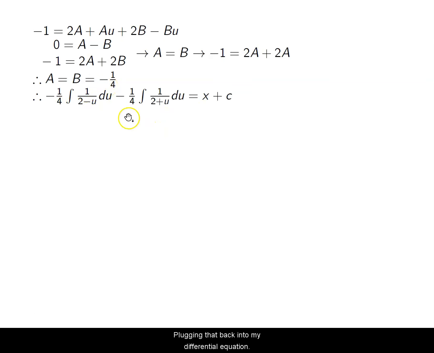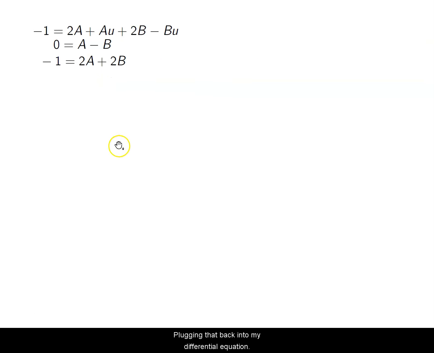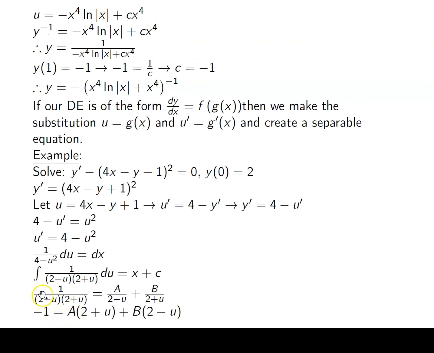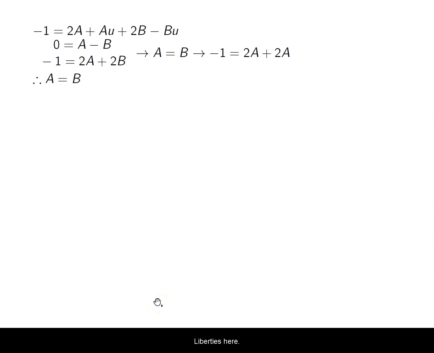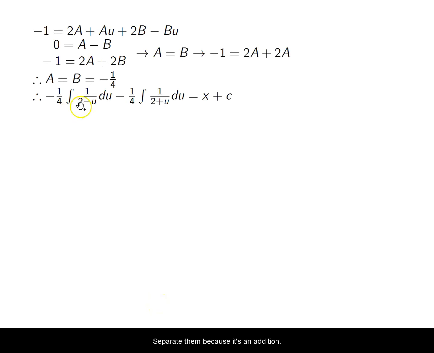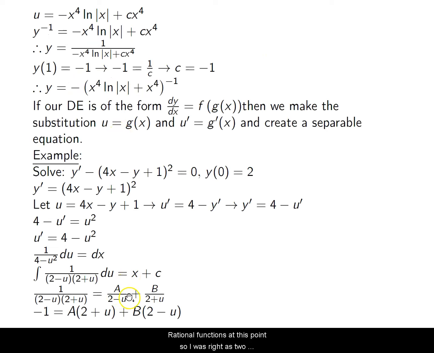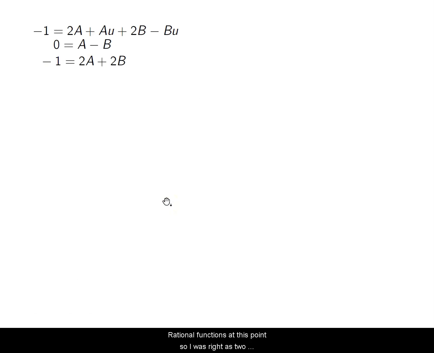Plugging that back into my differential equation here. Sorry, not my differential equation. Well, yeah, my differential equation. This side turns into this partial fraction decomposition, so it turns into the integral of -1/4 over 2 minus u plus -1/4 over 2 plus u. I obviously took some liberties here and separated them because it's an addition of rational functions at this point, so I'll just write it as two separate integrals.